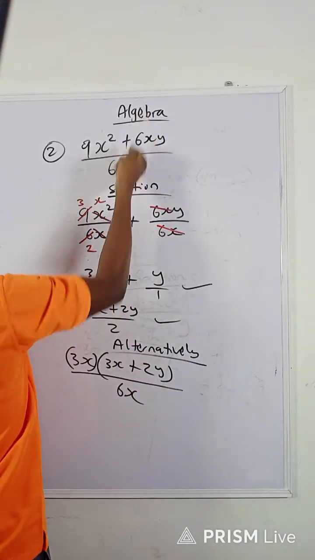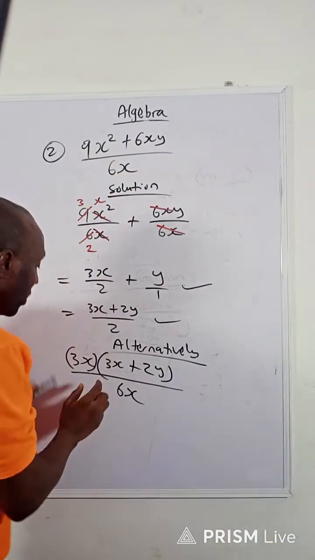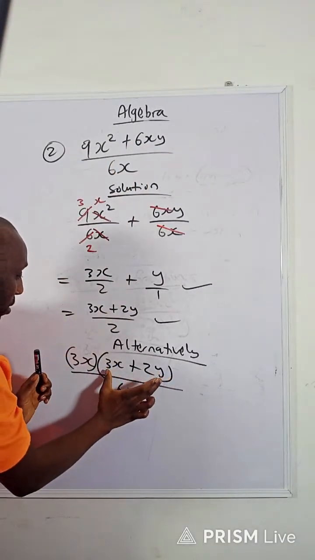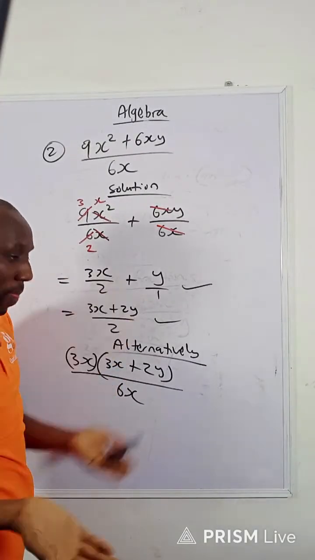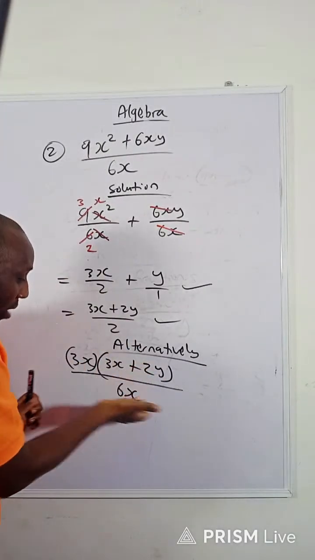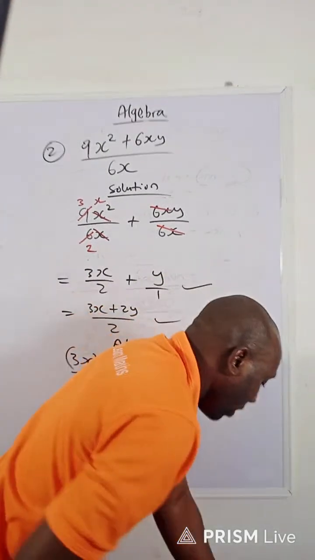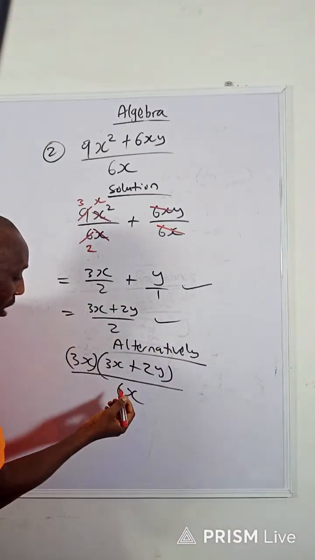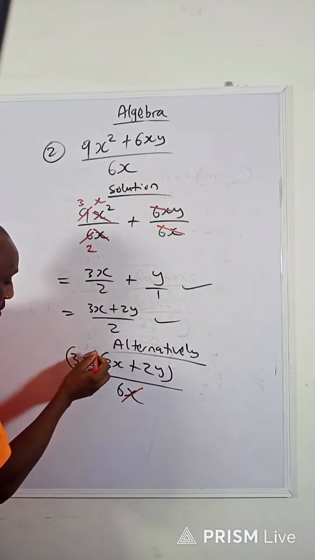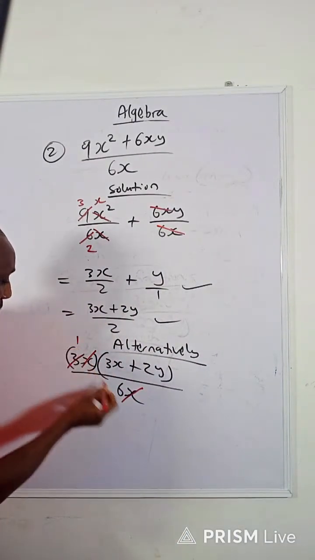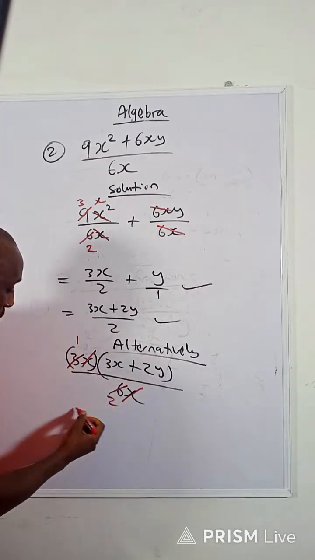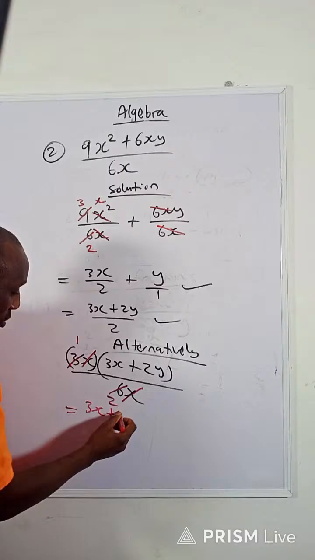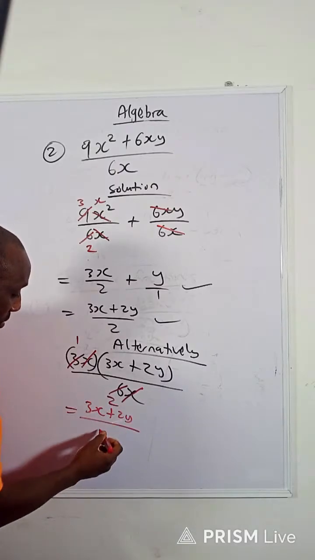You can't divide like this because of this plus, unless you have a product. This and this are two factors being multiplied together. You can divide, but not the other way like we did before. So see what you're going to do. You can say x cancels x, and 3 here is 1, 3 here is what? 2. So 1 times 3x plus 2y is still going to be what? 3x plus 2y over 2.